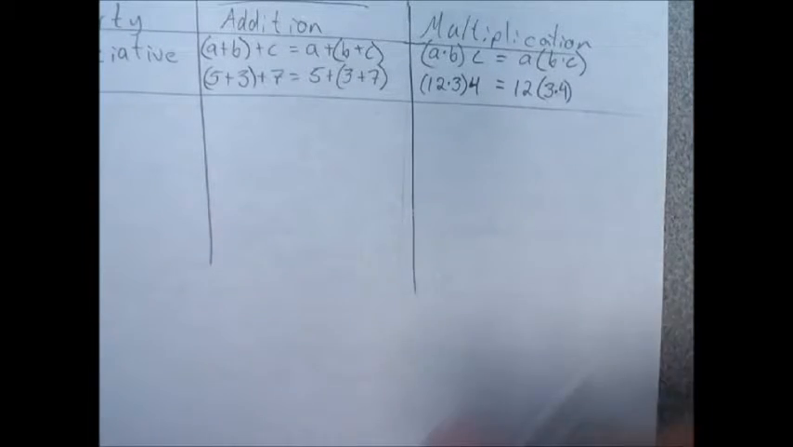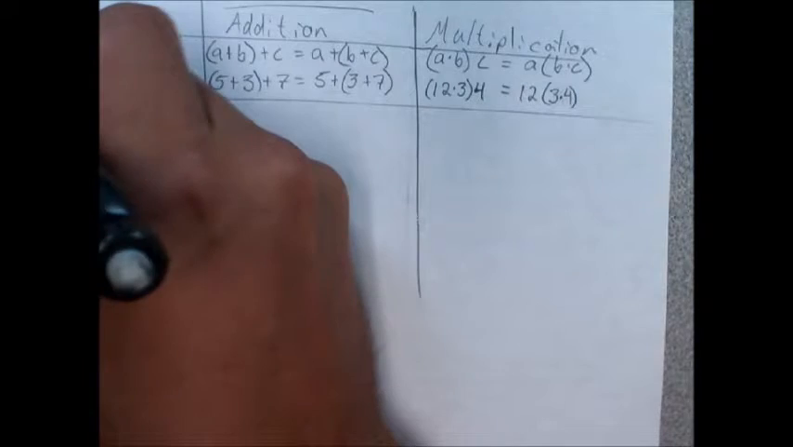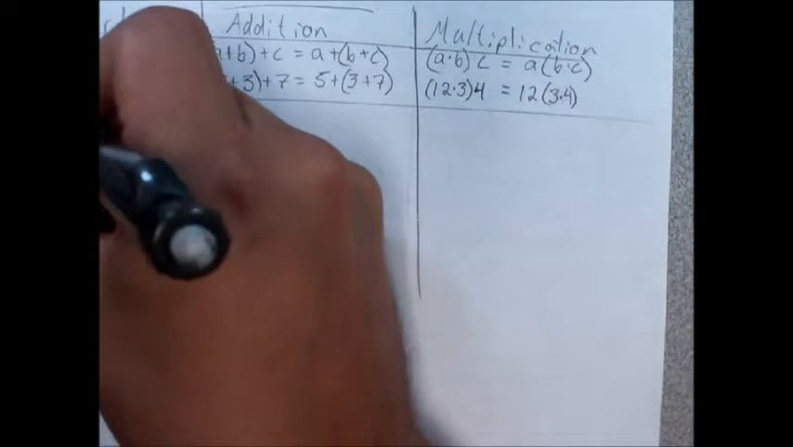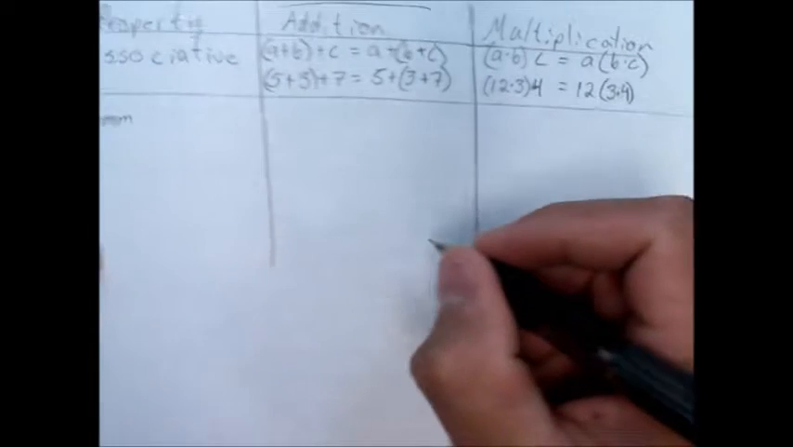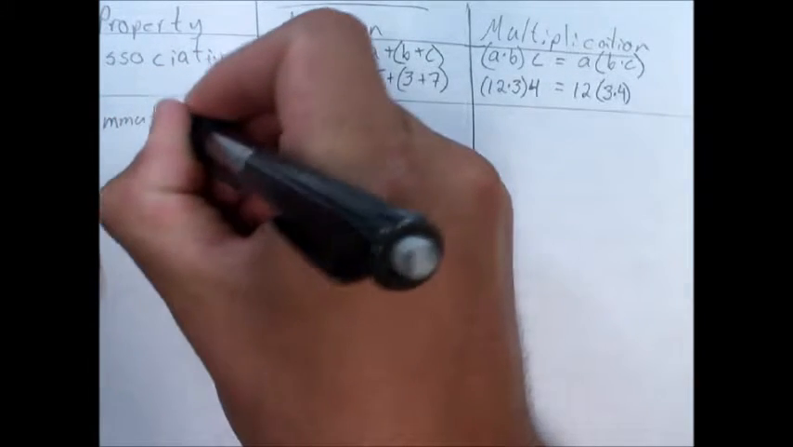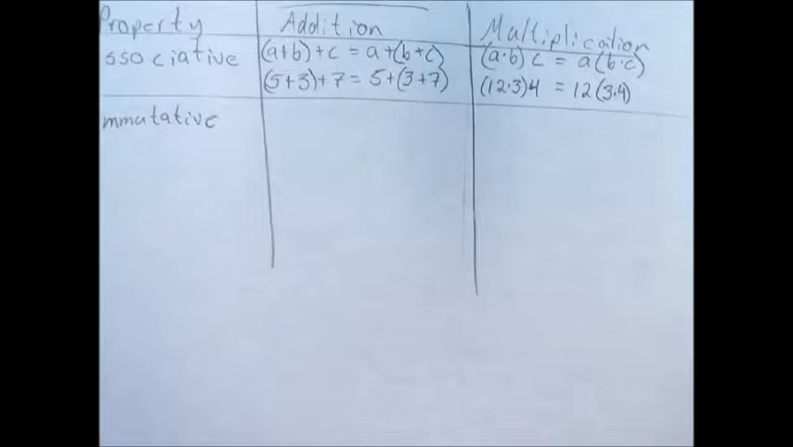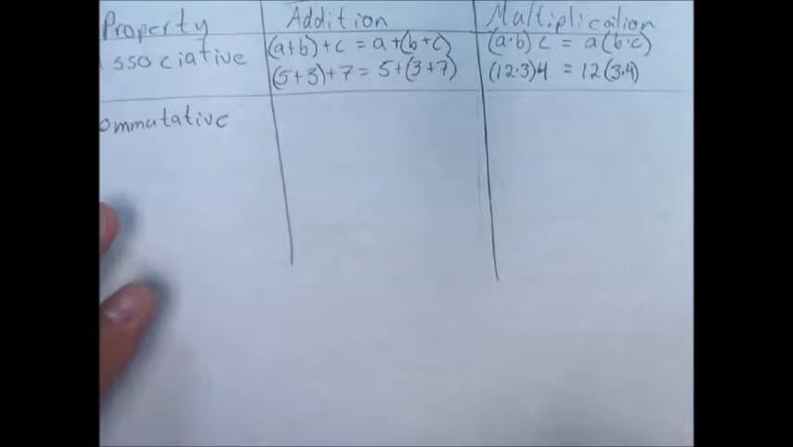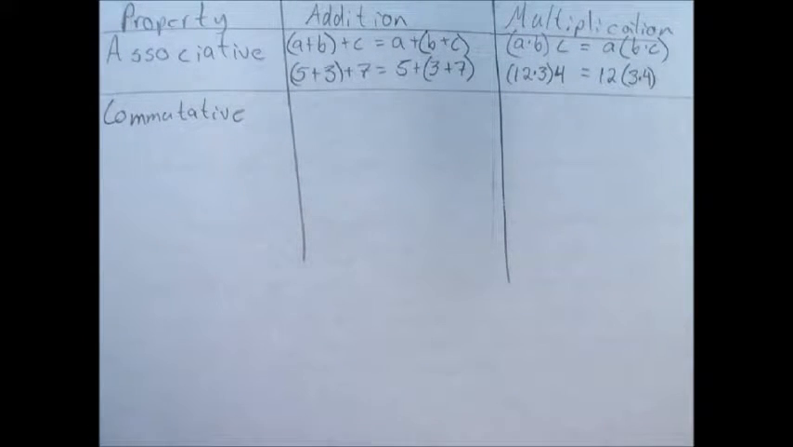Alright, next property is the commutative property. The two M's, U, and then tative. Commutative. So the commutative property for addition basically will just move things.